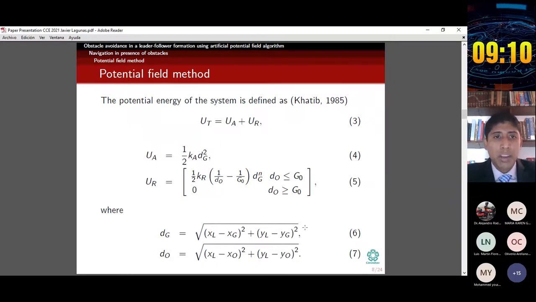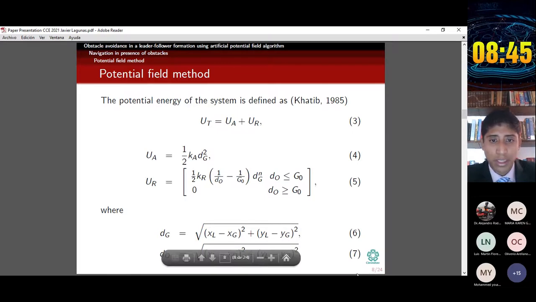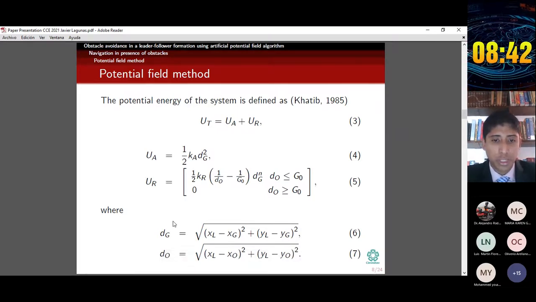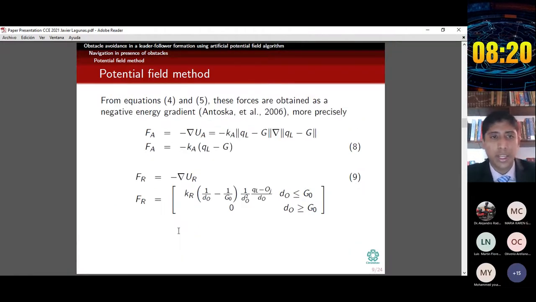The potential energy of the total system that we define as U is the total sum of the attraction energy, UA, and the repulsion energy, UR. And as we can see, we have equations 4 and 5 that show the repulsion and attraction energy in terms of the goal and the obstacles. We have in equations 6 and 7 dG and dO, which are the distance between the current position of the robot and the goal, and dO in equation number 7, the distance to the current position of the nearest obstacle. N is the number of obstacles that we have in the whole field, and KA and KR are the gains with respect to the attraction energy and repulsion energy.